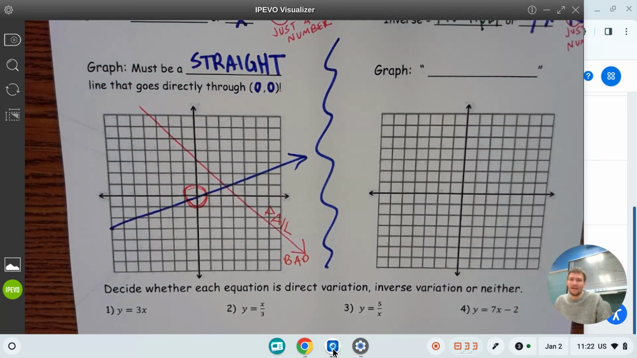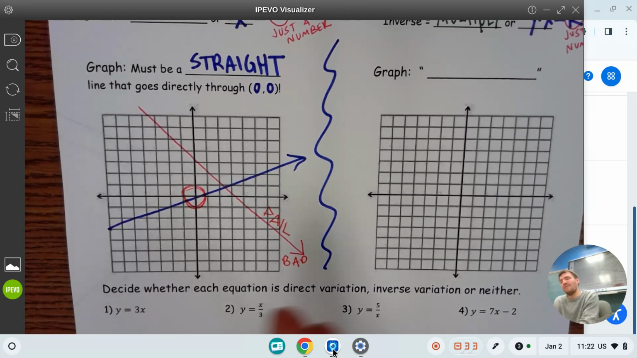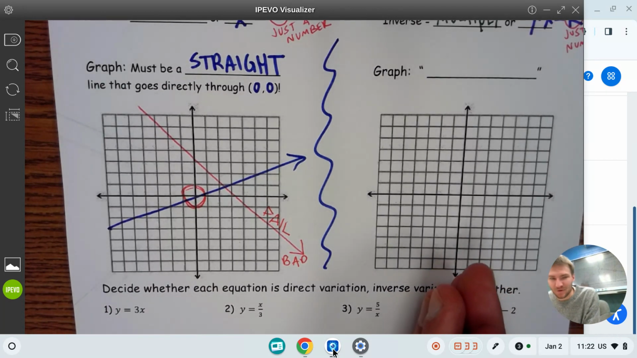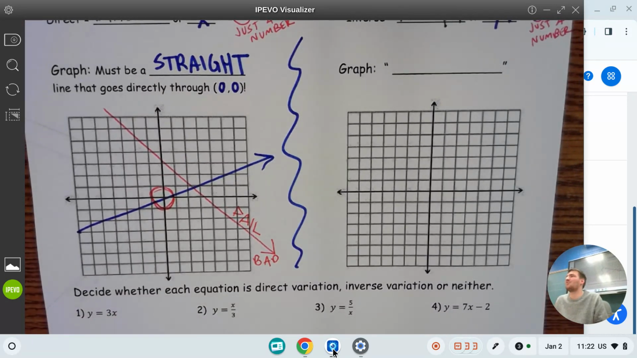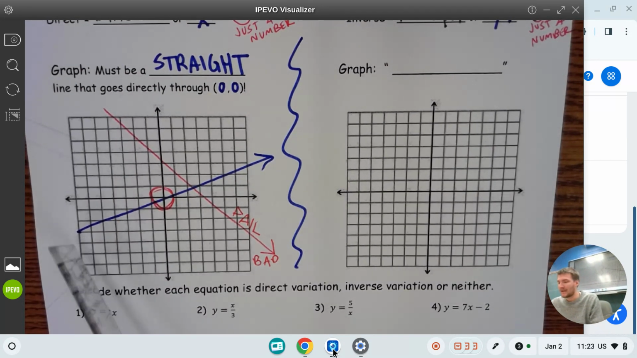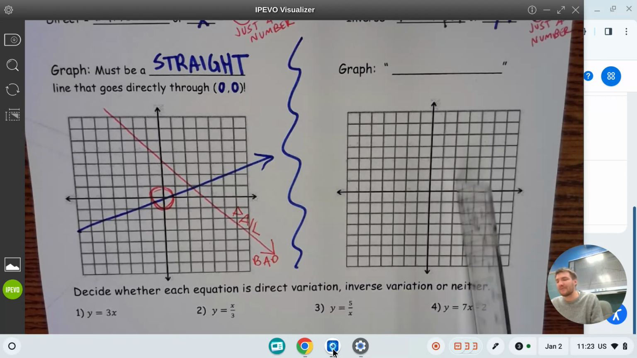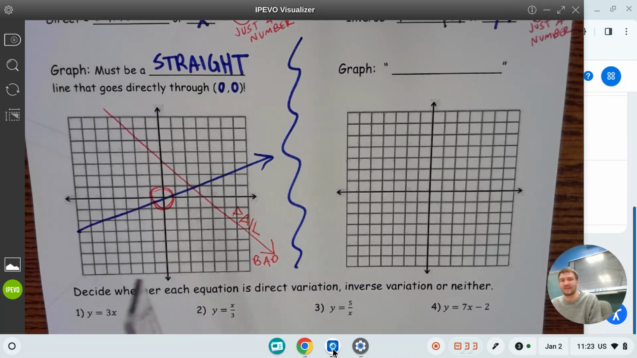Okay? Now, moving over to the inverse. Here's the thing about inverse. The graph looks crazy. And you might think, I'm about to draw it, Mr. Collier, what the heck am I looking at? This is a crazy graph. Here's the good news. Let's face forward. You don't have to know everything about the inverse graph. You just have to know that it's different from a direct graph.